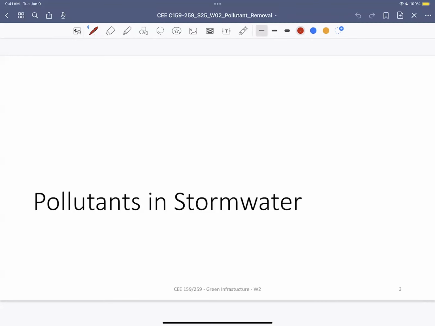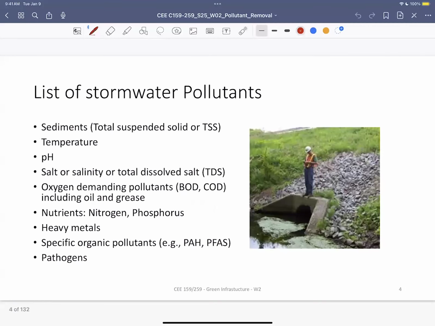In this video, we are going to learn about different types of pollutants you might expect in stormwater at different locations. The common pollutants that we normally find in stormwater are sediments, which is expressed as total suspended solids or TSS, temperature, pH, salt or salinity, or total dissolved salts, that's called TDS. And then oxygen demanding pollutants like BOD, COD, which includes oil and grease or other organics.